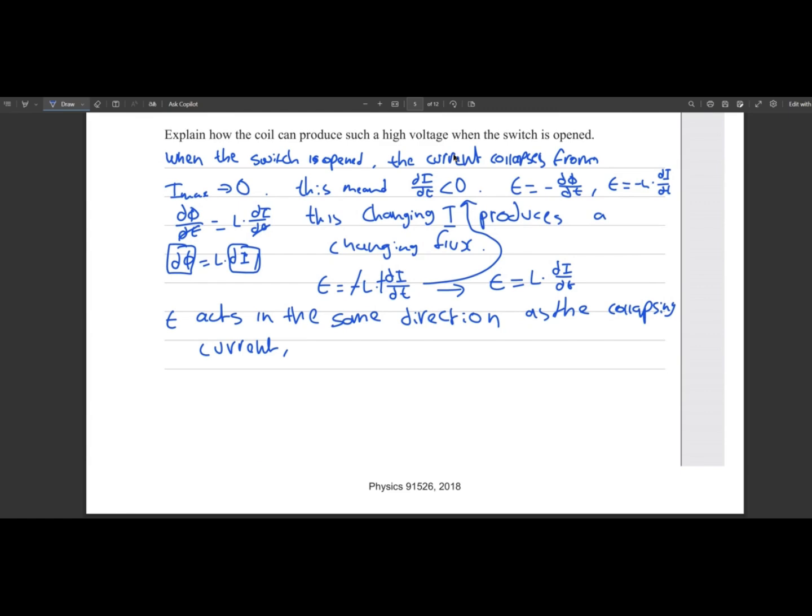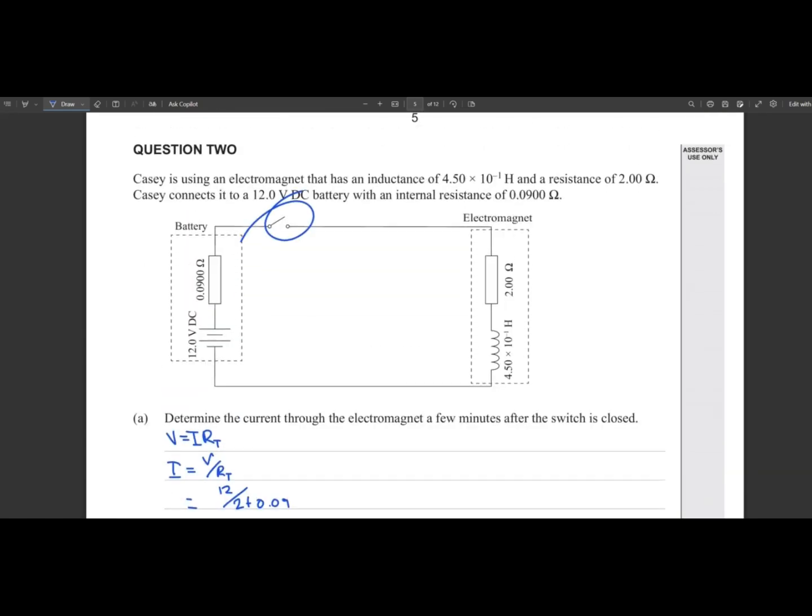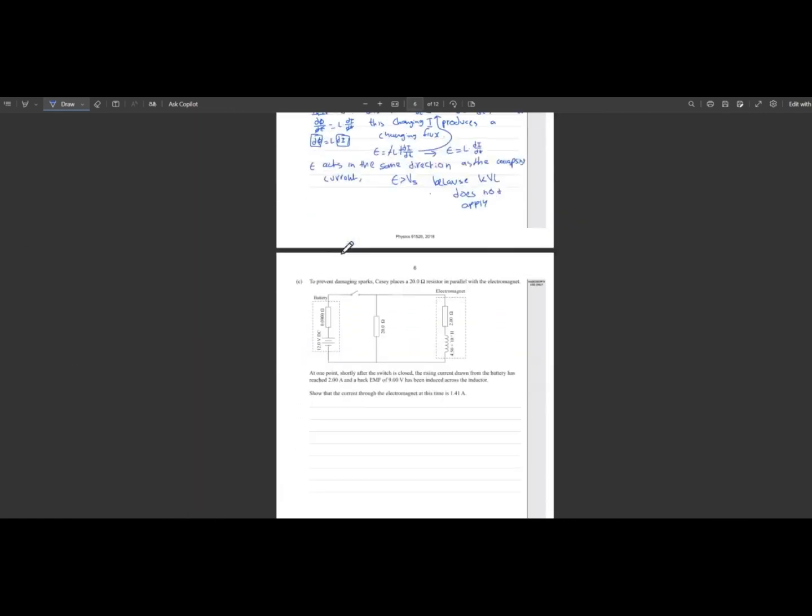And we should also write that the EMF can be greater than whatever voltage is supplied, because Kirchhoff's voltage law does not apply, right? Because it's not a closed circuit once the switch is opened. So let's move on to the next one, because I think we've got that one done.